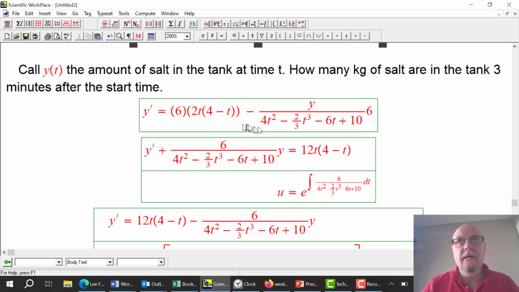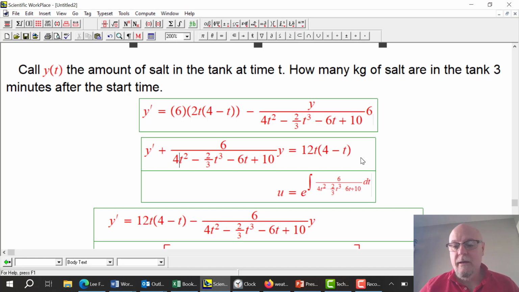So y prime is in kilograms per minute. It's a first order linear differential equation, so we know in principle we can solve that. Let's put it into the form y prime plus py equals q. Get our integrating factor, which is e to the integral of p. So our plan is do this integration, get u, multiply all sides through by that u value, integrate both sides. The left-hand side is always going to integrate to be y times u, and the right-hand side integrates to be whatever it's going to be.